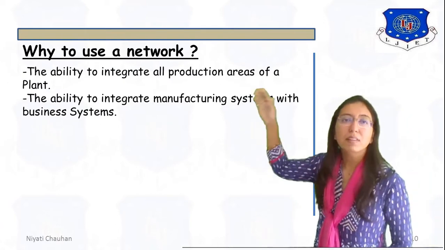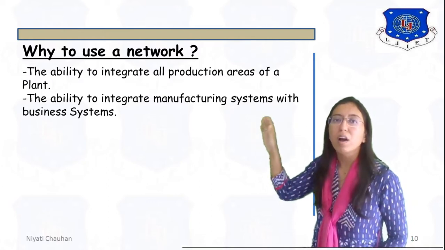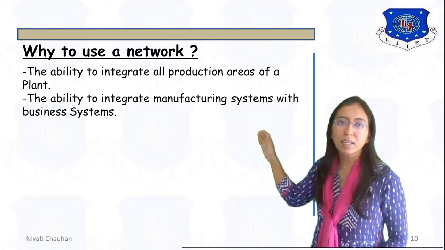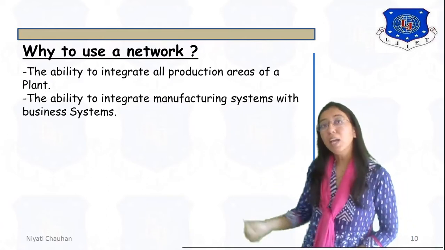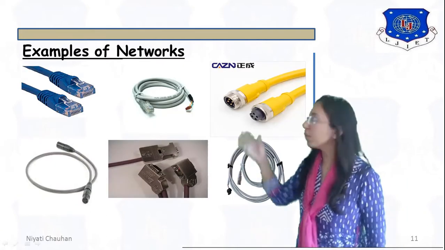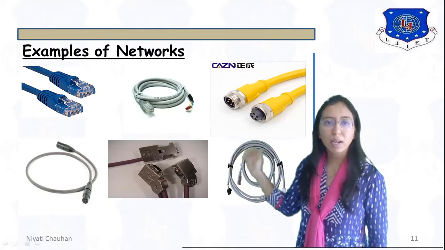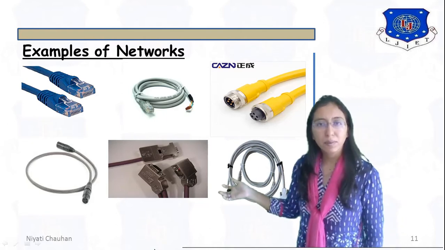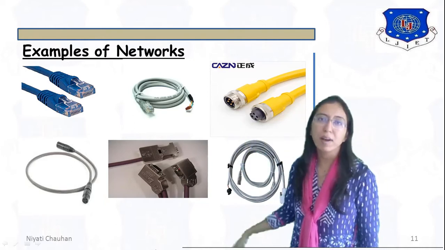Next, the ability to integrate all production areas of the plant, the ability to integrate manufacturing system with business system. Okay, so that's why we are using a network. Here you can see different types of cable we are using for connection, right? Ethernet cable, DH+ cable. Okay, so this is one type of example for connecting devices.